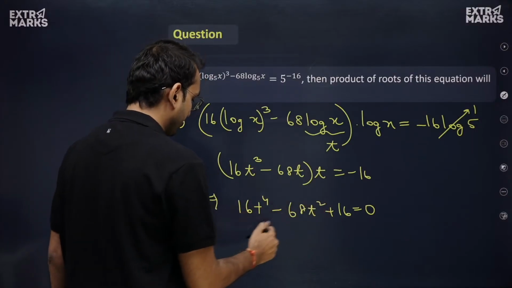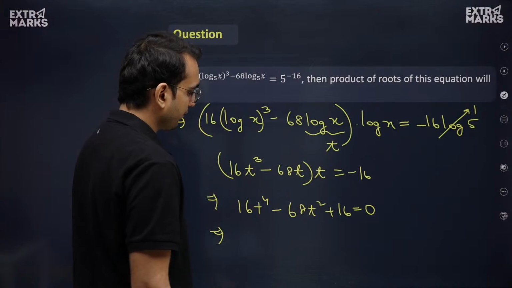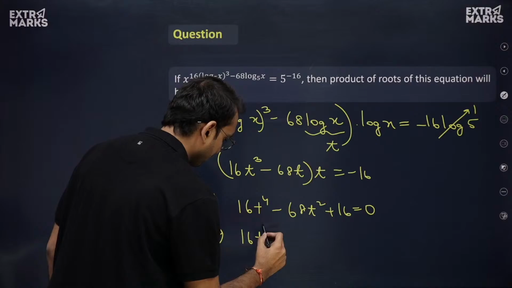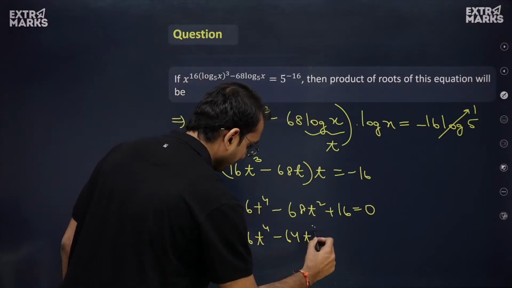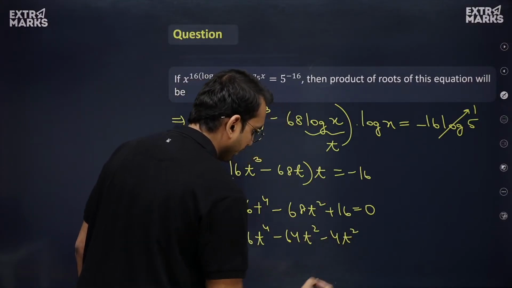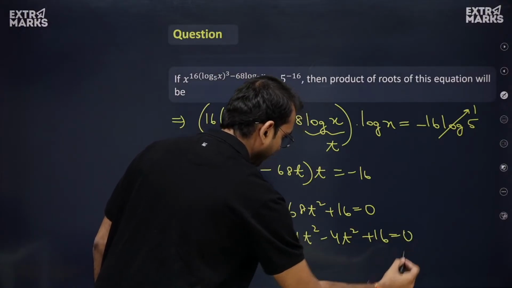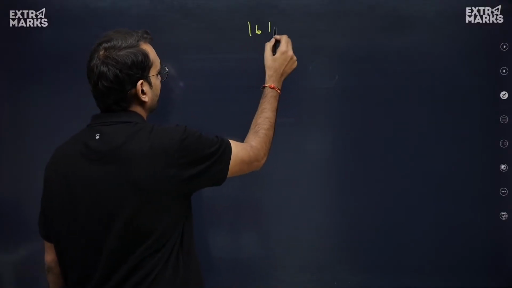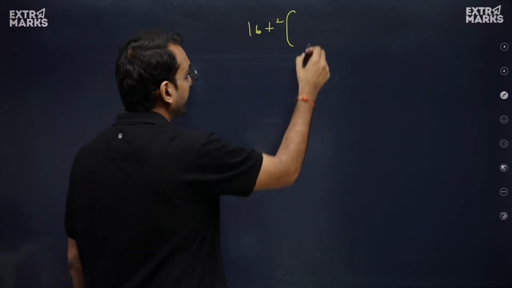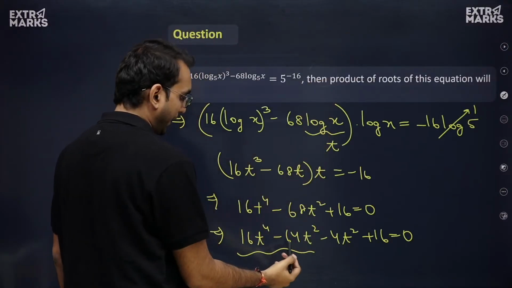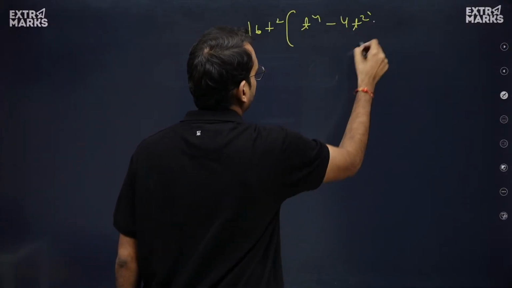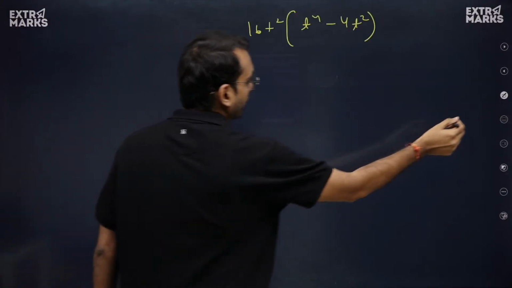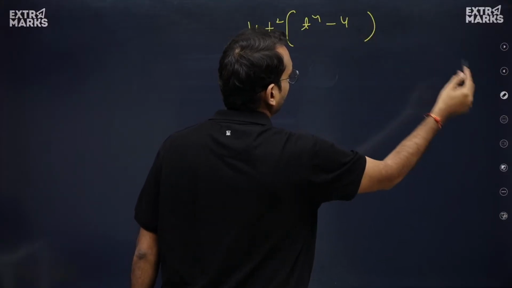So 16 times 4 is 64, and 64 into 4 is 256. Now we can actually solve this: 16 t^4 minus 64 t^2 minus 4 t^2 plus 16 equals 0. Now let's take 4 t^2 common. It will become 4 t^2 into (4 t^2 minus 1)... we have taken t^2 as common, so t^2 will not come here, right? Let's remove that.